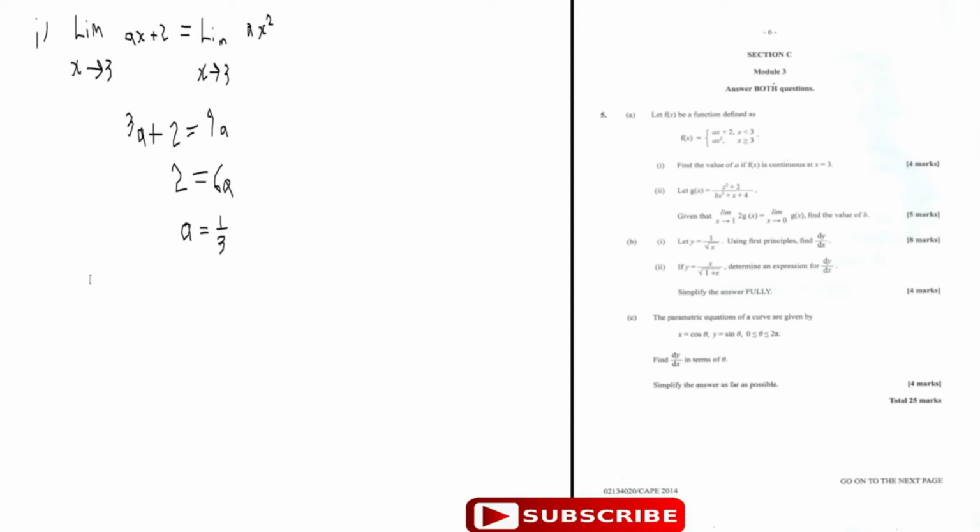Hence a is equal to 1 over 3. A is equal to 1 over 3 for f to be continuous. Nice and easy.